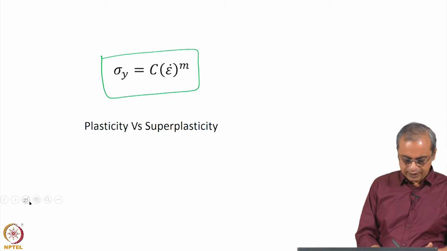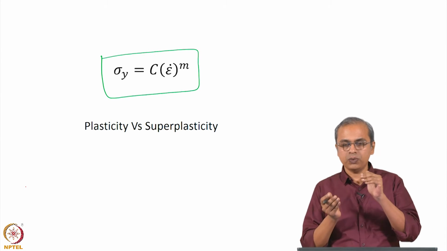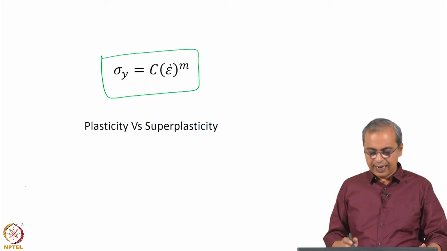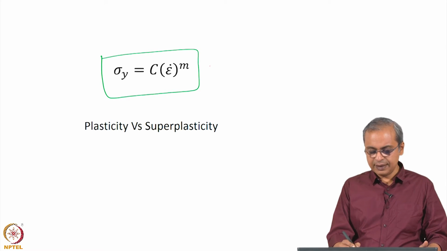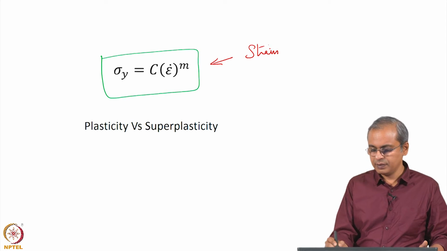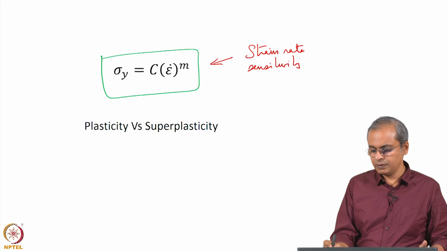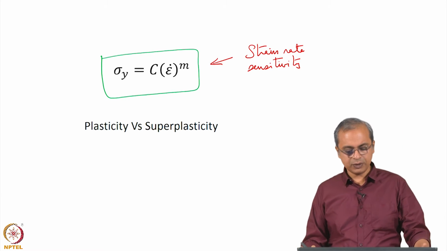Okay. So, this equation captures how different samples are responding to these differences in strain rate, and this is referred to as the strain rate sensitivity. This brings out what is called the strain rate sensitivity.